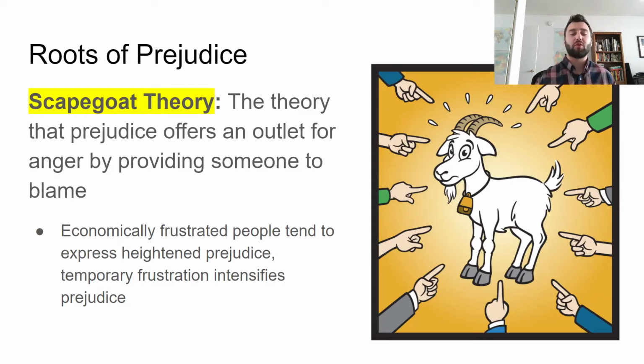So if you have someone who already has a little bit of prejudice and then maybe they're having a really bad day, they'll actually be more prejudiced than they would normally, right? So again, the idea is that we can kind of look for a scapegoat, someone to blame. A really big historical example of this could be Nazi Germany, right?